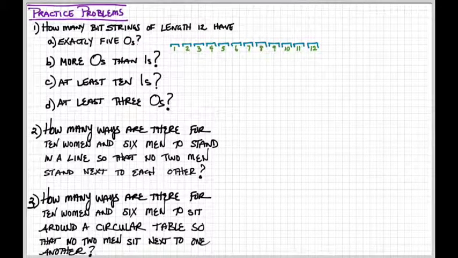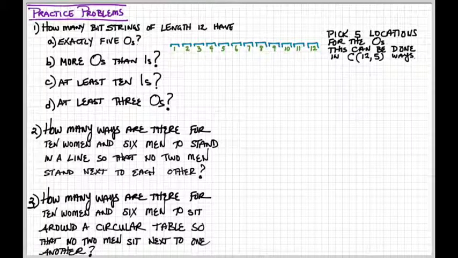To do this counting, we want to pick the locations for the zeros. Since there are 12 locations and I need to pick 5 of them, this can be done in C, the combinations of 12 things taken 5 at a time, the C of 12, 5 ways.